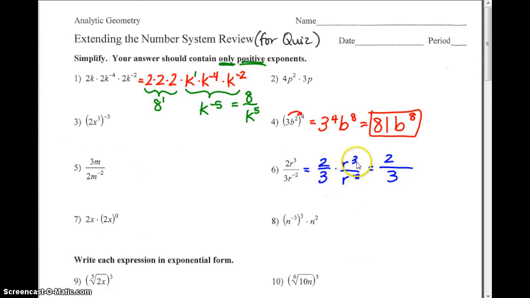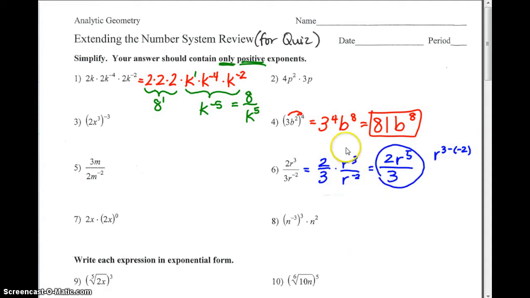When I divide, I need to subtract my exponents. So r to the 3 minus a negative 2. Now some of you may have put r to the 1. You have to be careful. R to the 3 minus a negative 2 is actually adding. So we have r to the 5th. Because it's positive, it stays up on top, and that is my answer.